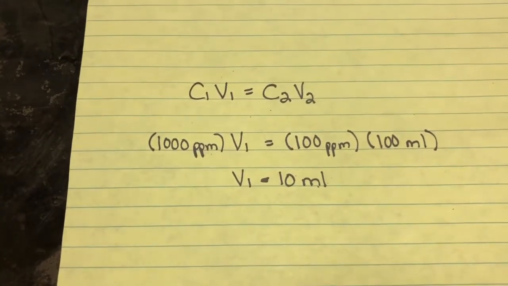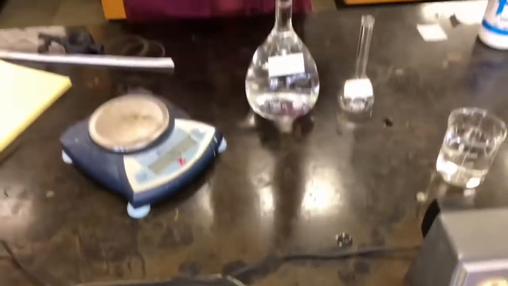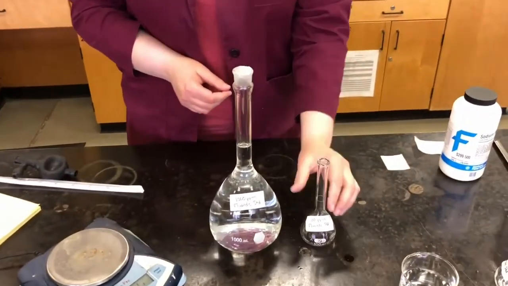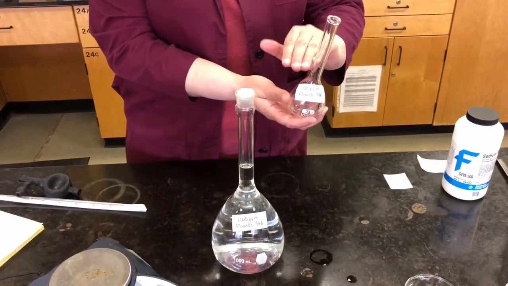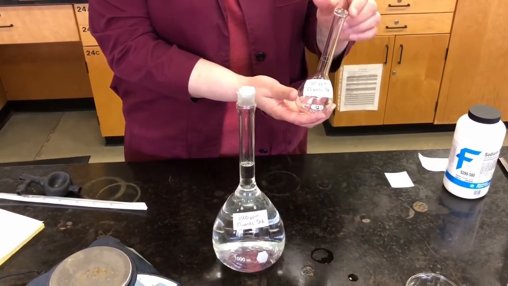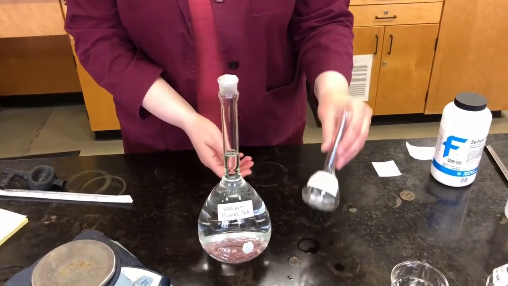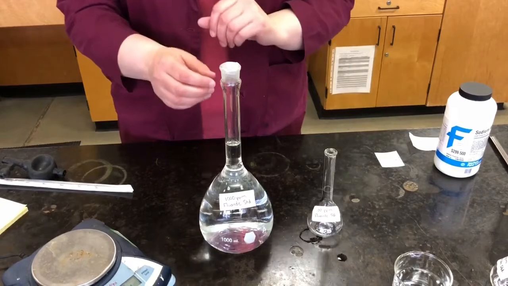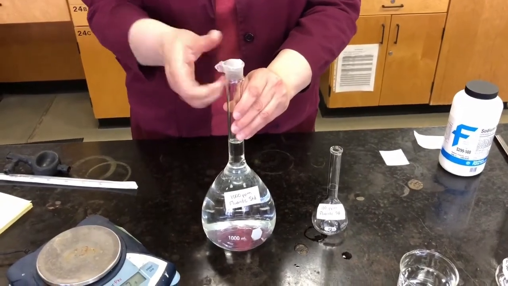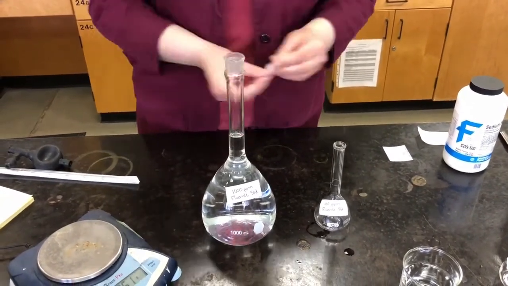So that means we're going to take 10 milliliters of solution 1, our stock solution. We're going to put it into our smaller flask. We're going to top that up to the V2, the final volume, which is 100 milliliters, and that'll give us a precisely 100 ppm solution of our fluoride ion. So let's do that. Let's take off the parafilm.